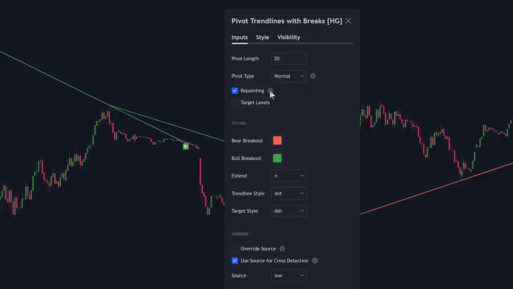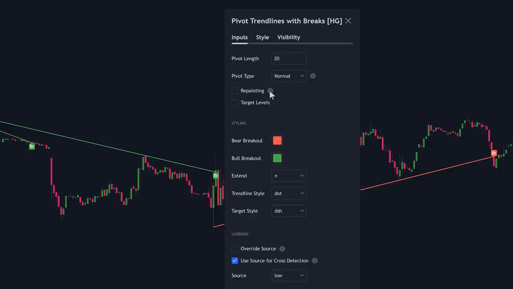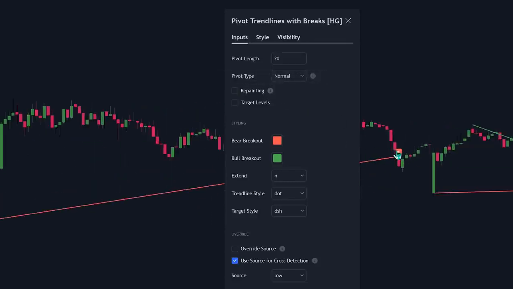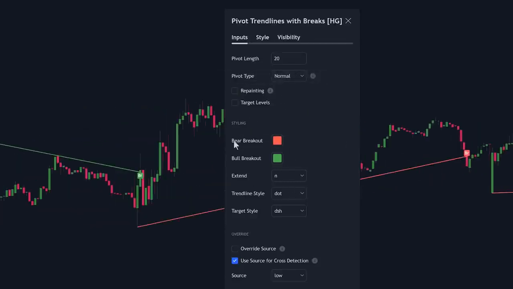The repainting checkbox allows the indicator to adjust the signals with new data. If selected, the signals may change with real-time data. When disabled, it's gonna wait for the candles to close before displaying the signals. This is to avoid showing potentially false signals that could change with incoming data. The styling section offers various options for customizing the visual appearance of this indicator.